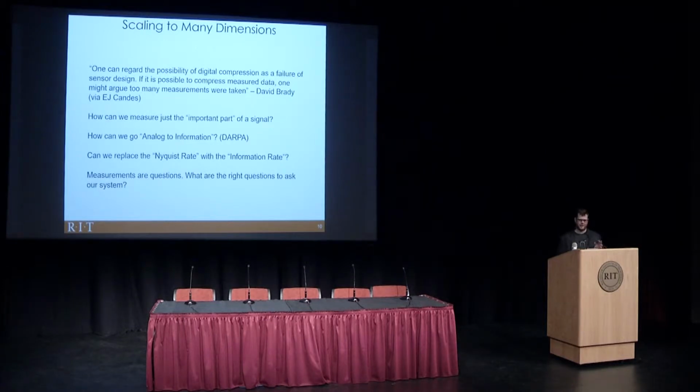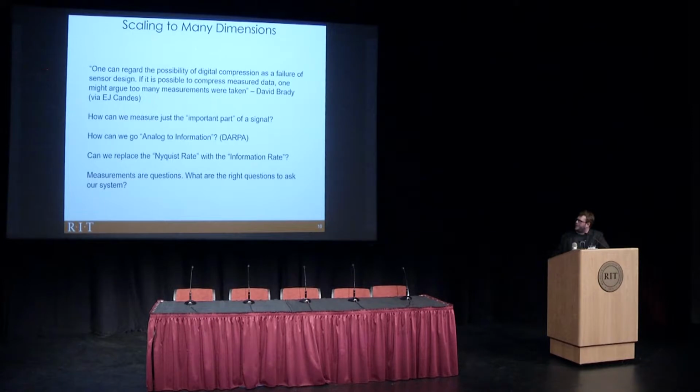So how do we do better? How do we use fewer measurements? So these are some semi-provocative statements, I guess, that I put on here. So first is, I like this quote, "One can regard the possibility of digital compression as a failure of sensor design if it is possible to compress measured data. Maybe we took too many measurements."